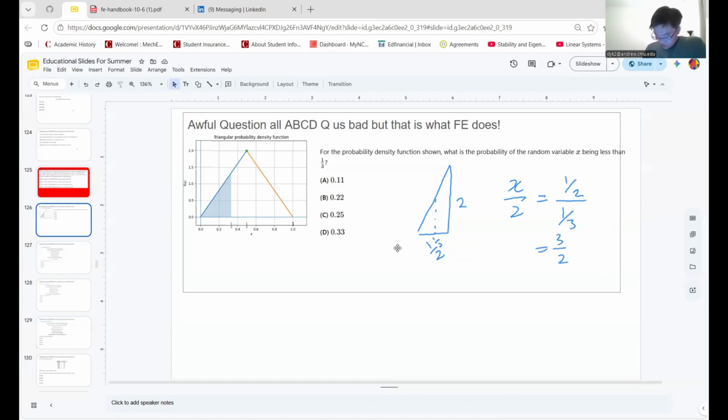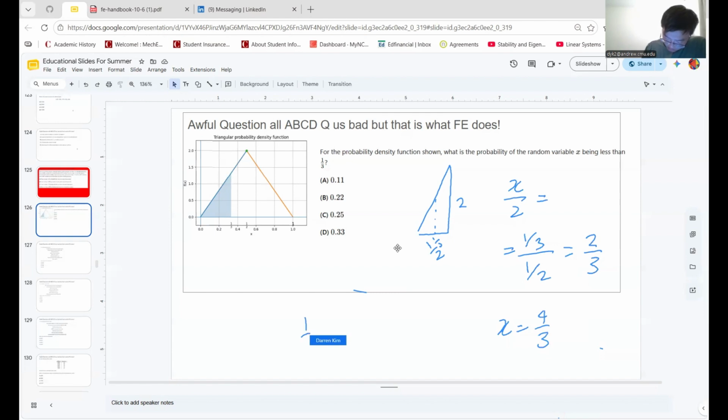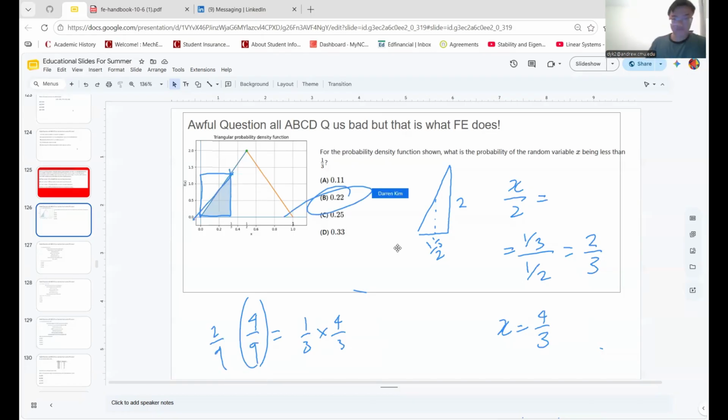Wait, did I do that right? Yeah, I think I did. No, I did not. I reversed it again. My apologies. Sorry, x is 1 divided by 3, and then this is 1 divided by 2, which equals 2 divided by 3, and then x equals 4 divided by 3. And so we can do 1 divided by 3 multiplied by 4 divided by 3, which equals 4 divided by 9. And since this is the area of a triangle, divided by 2, that is 2 divided by 9, which is B.